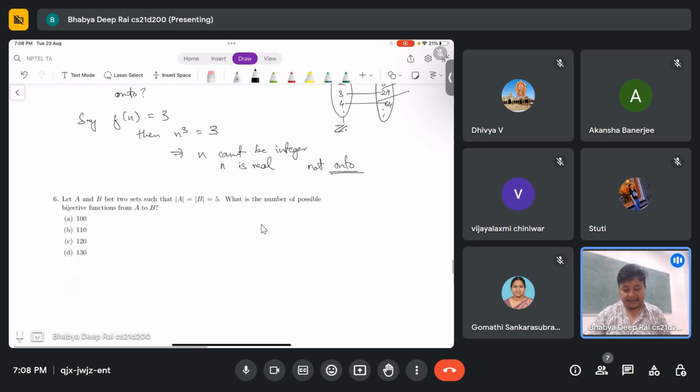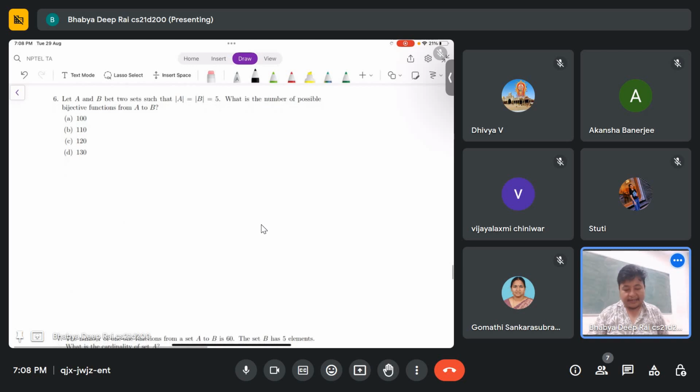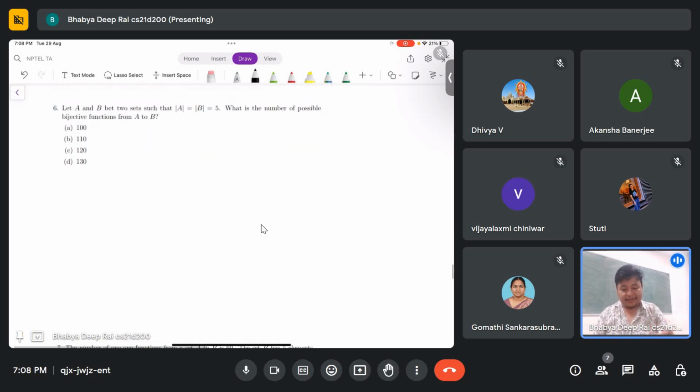So we'll skip the D part. And let's do more on bijections. Remember that bijections are those functions which are both 1-1 and onto. The question says the following: let A and B be two sets such that size of A equals size of B, which is equal to 5. What is the number of possible bijective functions from A to B?